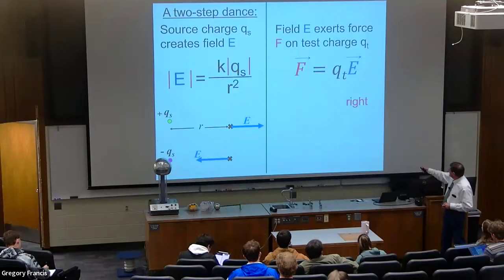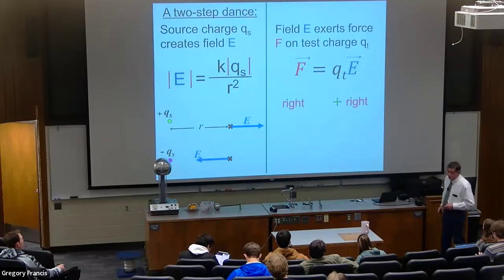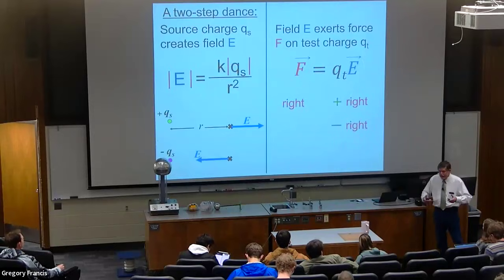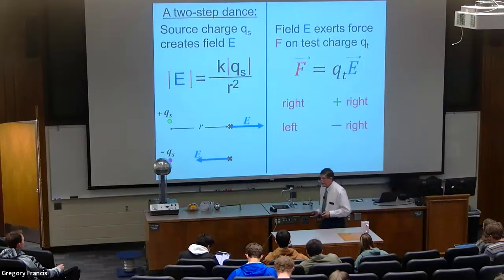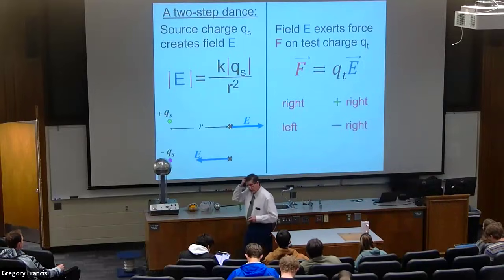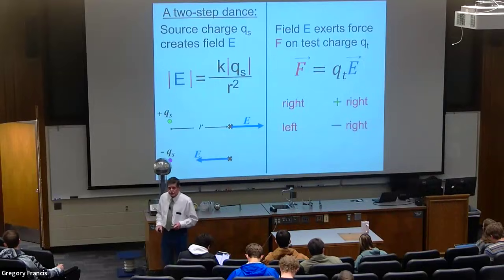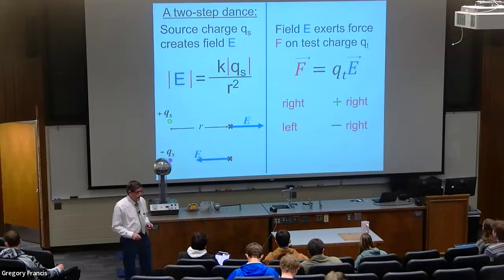Because if the electric field is to the right, and my Captain Kirk, my test charge that's being pushed is positive, well, the force is going to be to the right. But if the electric field is to the right and my Captain Kirk is a negative charge, well, then it's going to be in the negative right direction, which we often call left. Check that your neighbor's okay with that.